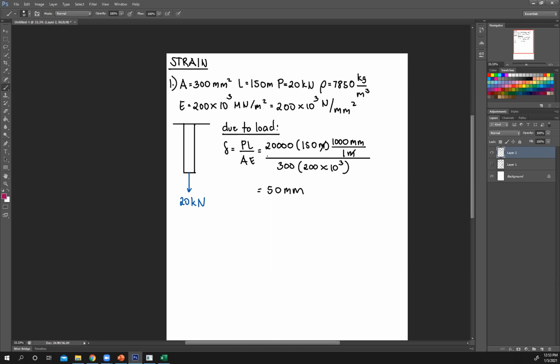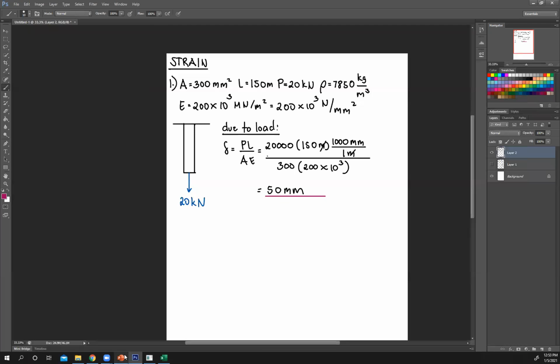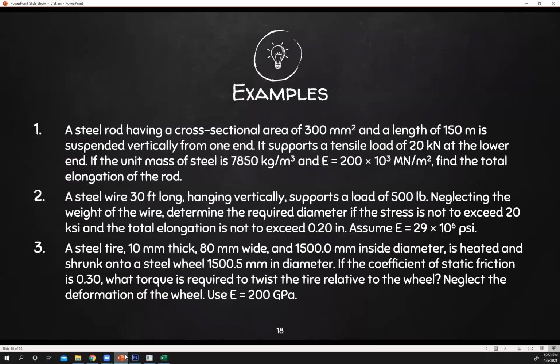Tell me what. Add 50 pa? Why? Where do I add the 50? No. Okay. No, that's not the reason why. We're looking for total elongation, so it's already just delta. We're looking for just delta, not the final length. If you're looking for final length, then yes, that's correct. It's 150 plus 50, right? But as you can see, it's elongation.